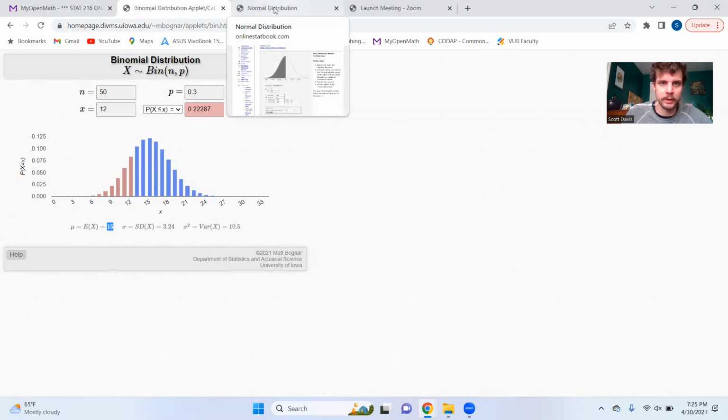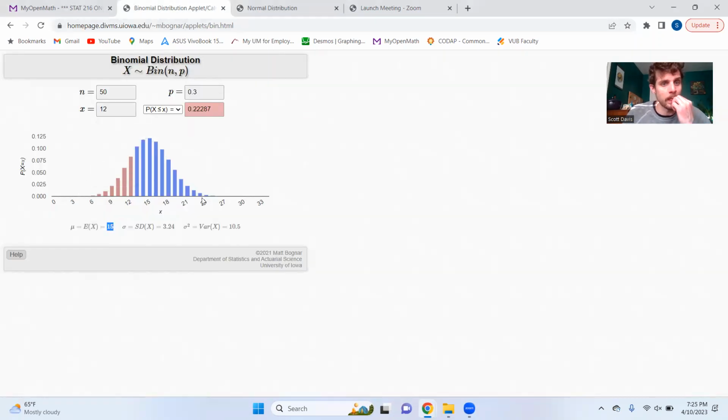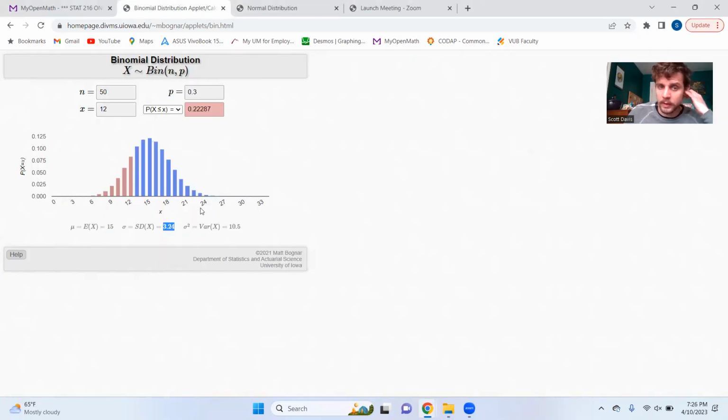So I'm going to come over here to this normal distribution calculator and set my mean to be 15. So this distribution right here is approximating this probability distribution. This one, of course, we can see is discrete. This one is nice and continuous. So our standard deviation, 3.24, that is also given, though we all know the formula for it. And then we're just doing a simple calculation.